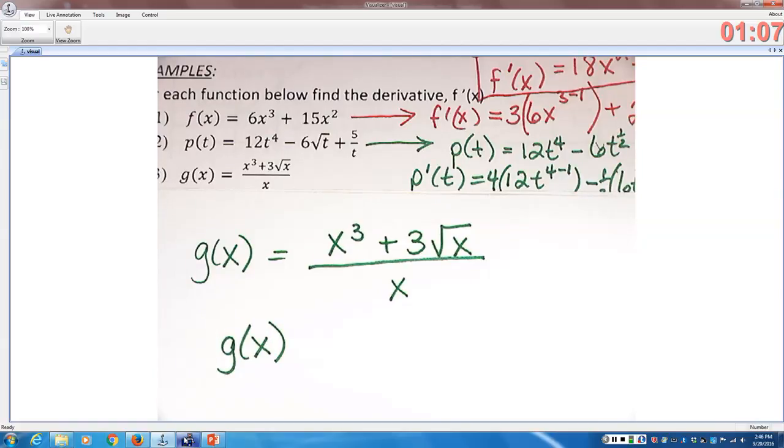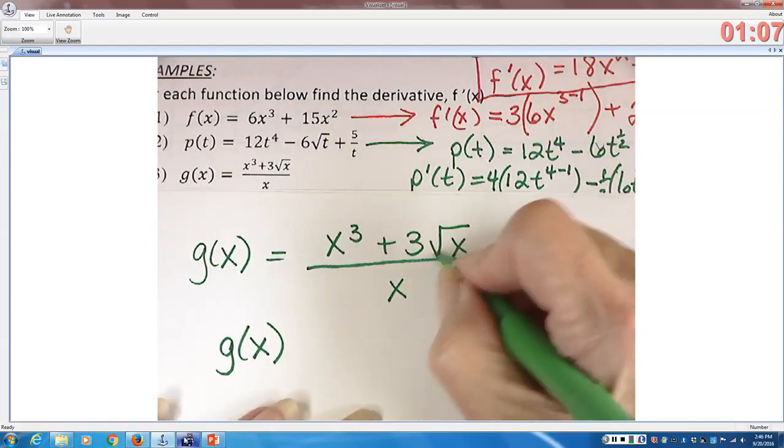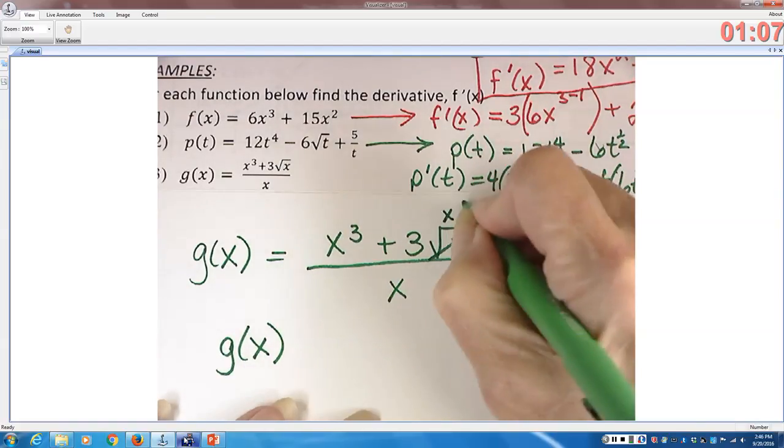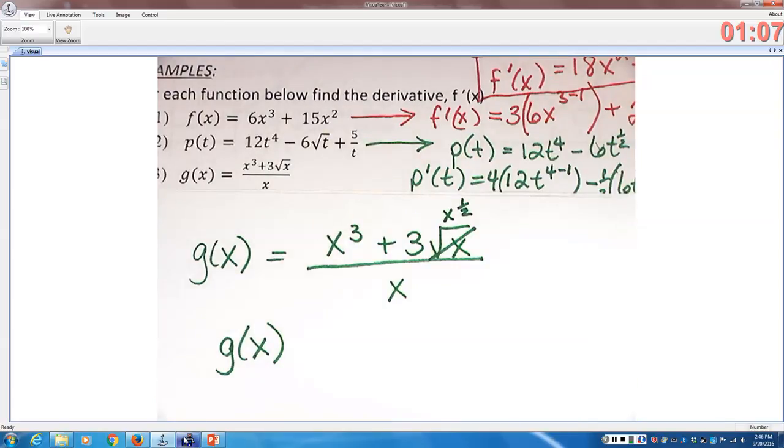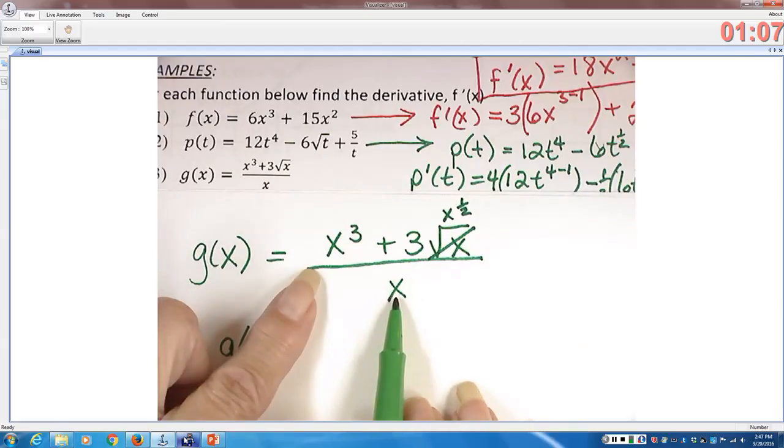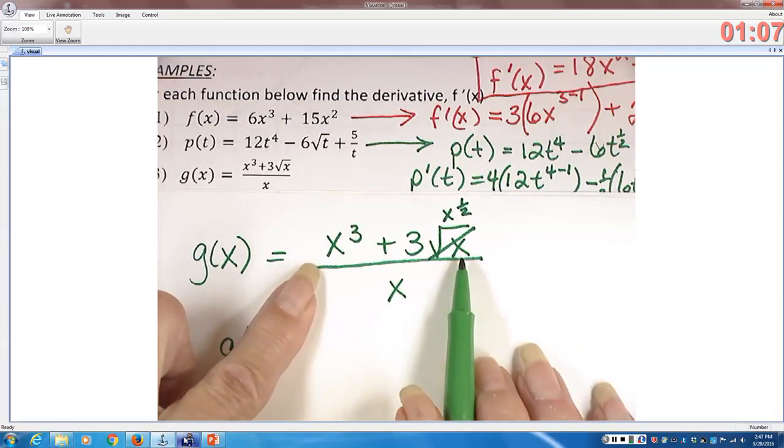Okay, the first thing I'm gonna do is change this out for x to the 1/2 power. Okay? Then I'm gonna take this x and split it up between the two terms of the numerator.